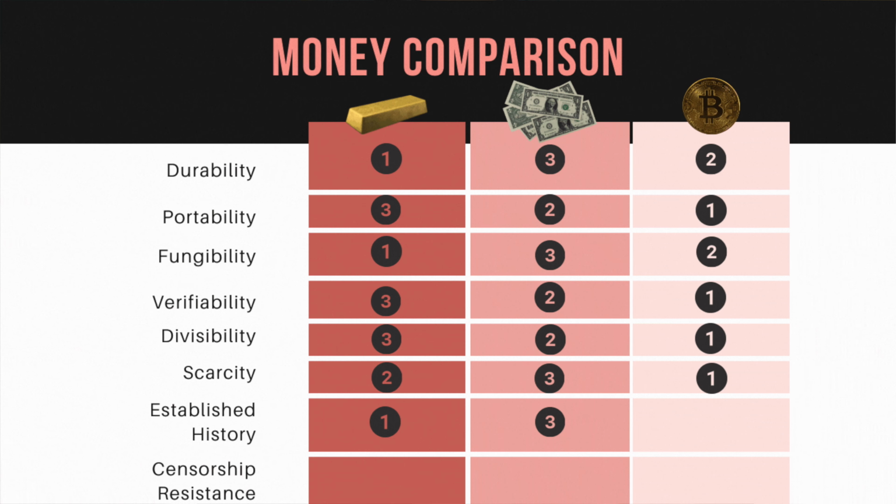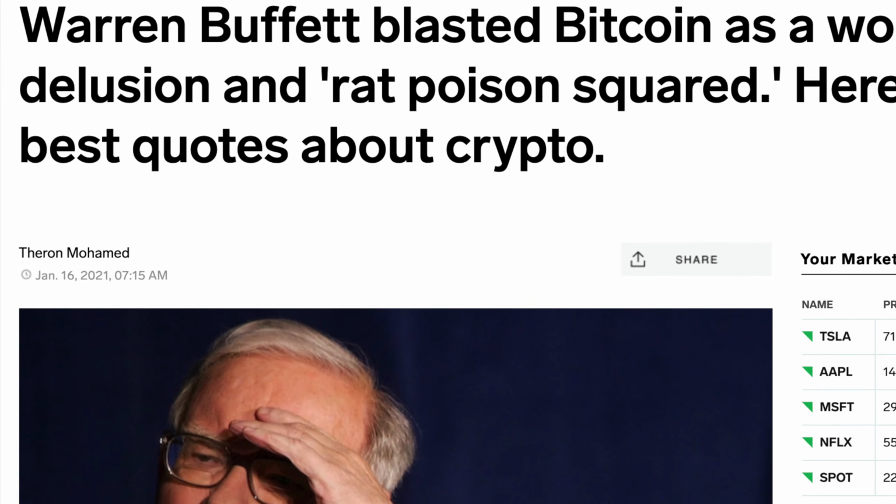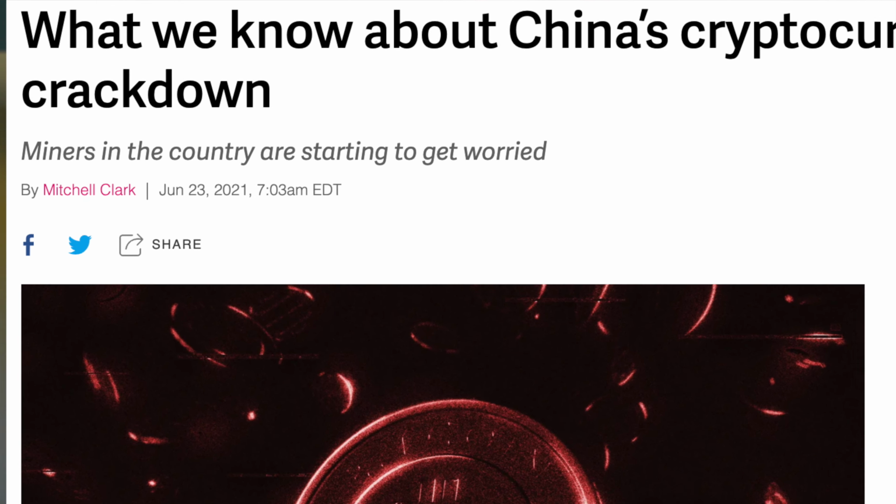Bitcoin is a new technology, so it can't be number one. But in the future, I feel like Bitcoin will get to a place where it'll have a more established history than even gold. And I say this because there have been a lot of attacks on Bitcoin from the media, from different countries, but throughout everything that Bitcoin has been through, the value of Bitcoin is still going up. So I do believe that the more Bitcoin grows, the more people will come to trust it and finally have that established history. Finally, censorship resistant.